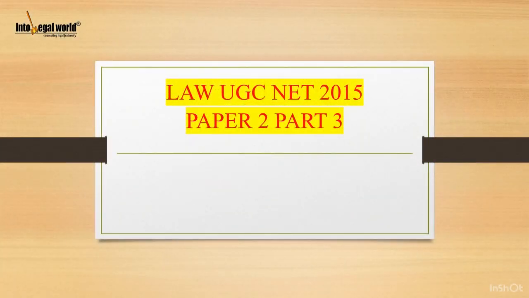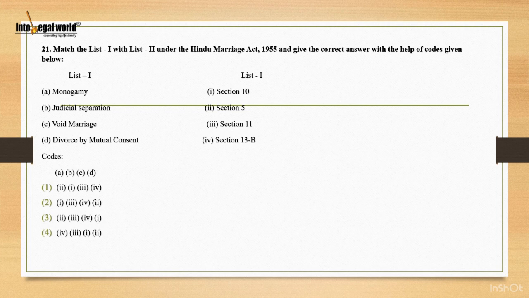So in this video we are going to discuss the law UGC NET 2015 Paper 2. The first question is, match List 1 with List 2 under the Hindu Marriage Act 1955 and give the correct answer with the help of the code given below. List 1 contains A. Monogamy. The answer for this is Section 13B. Judicial separation, Section 11. Void marriage comes under Section 10 of the Hindu Marriage Act. Divorce by mutual consent comes under Section 5 of the Hindu Marriage Act. So the correct option for this question is option 4.